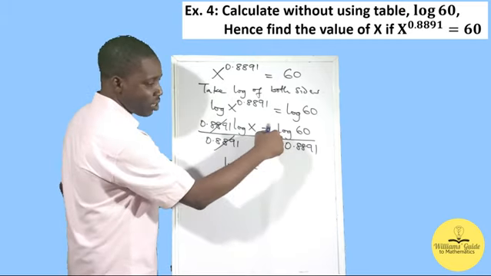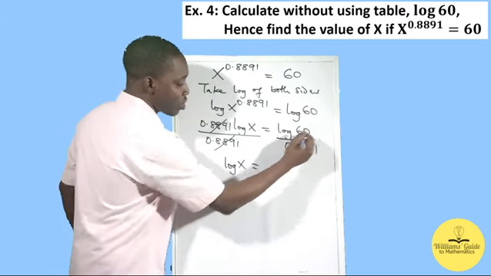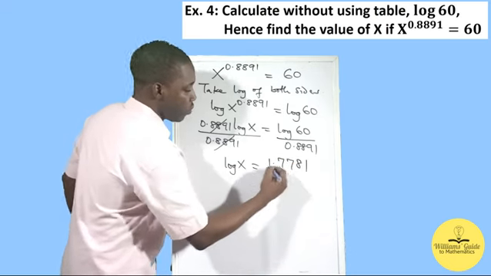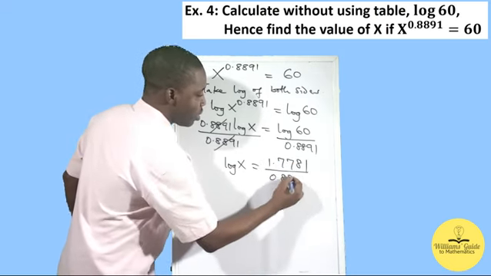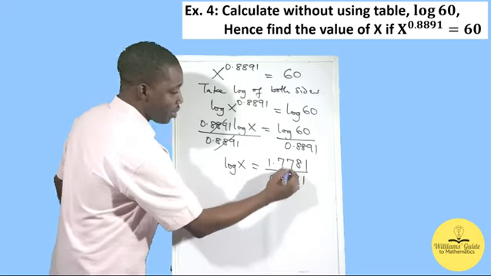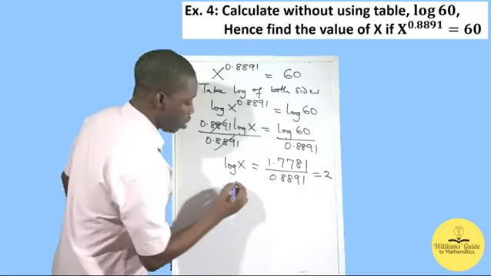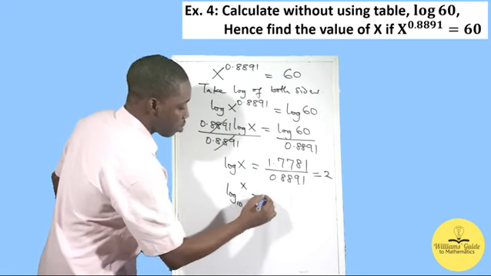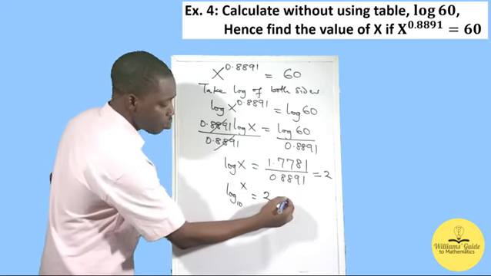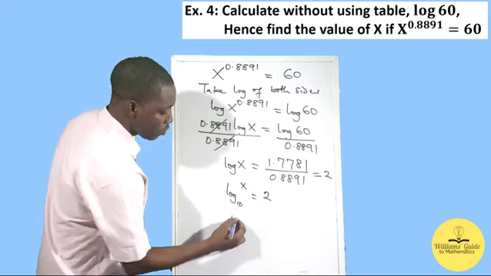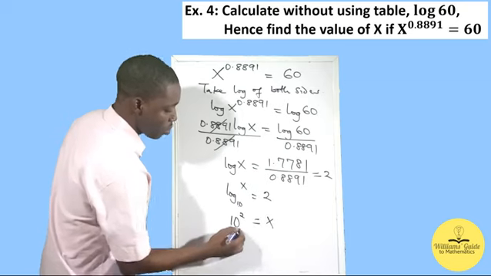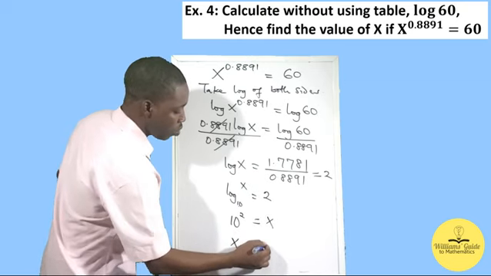In the same example, in the first part, we've gotten log 60 as 1.7781 divided by 0.8891. If you divide this, you will get 2. It means log x to base 10 is equal to 2. Changing this to indices, the base 10 raised to the power of 2 is equal to the number x. So that x is equal to 100.